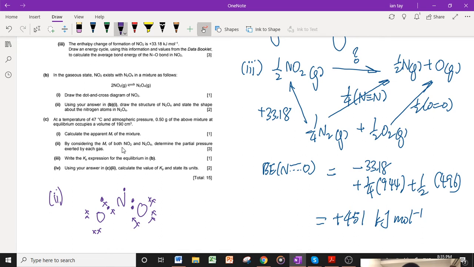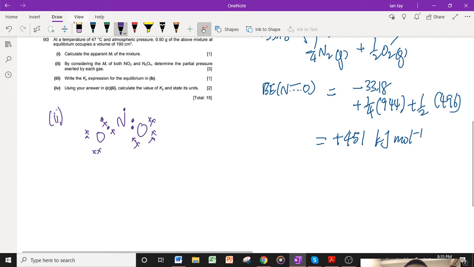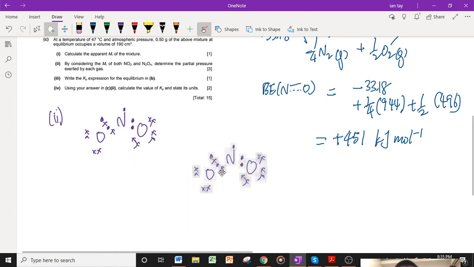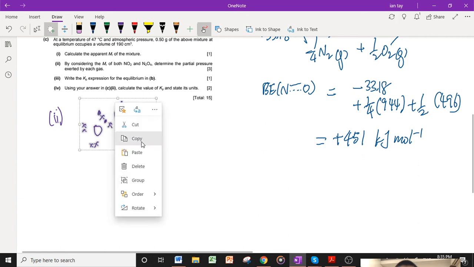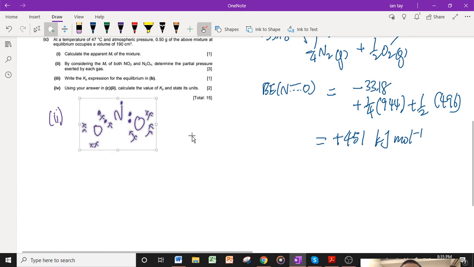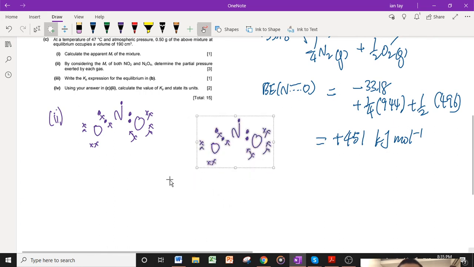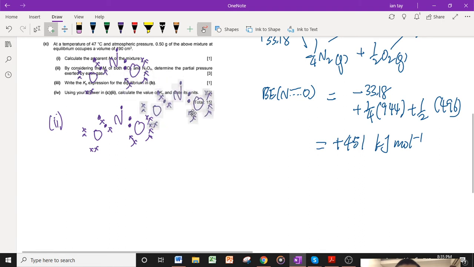So, using your answers, draw the structure of N2O4. If you have two NO2 molecules, how would you guess they will combine? Well, it is most obvious that because they are radicals, the two nitrogen atoms on the separate molecules, each having an unpaired electron, will come together. Can I rotate this? No, I can't. Okay, never mind.